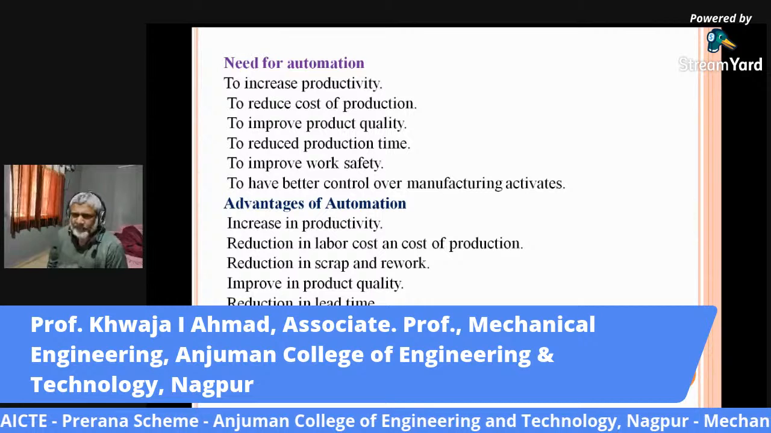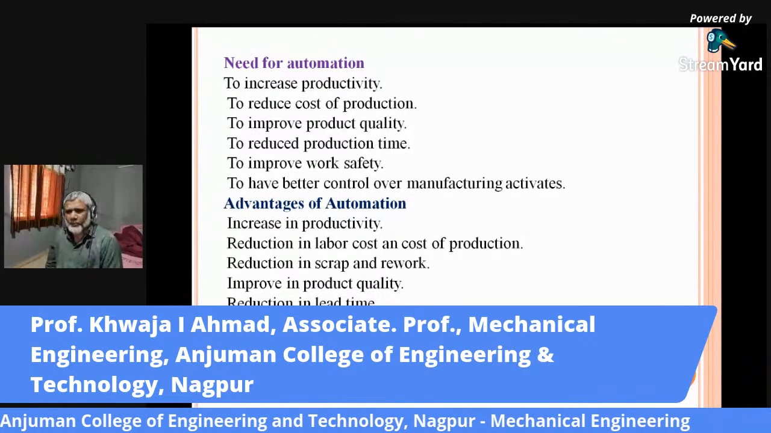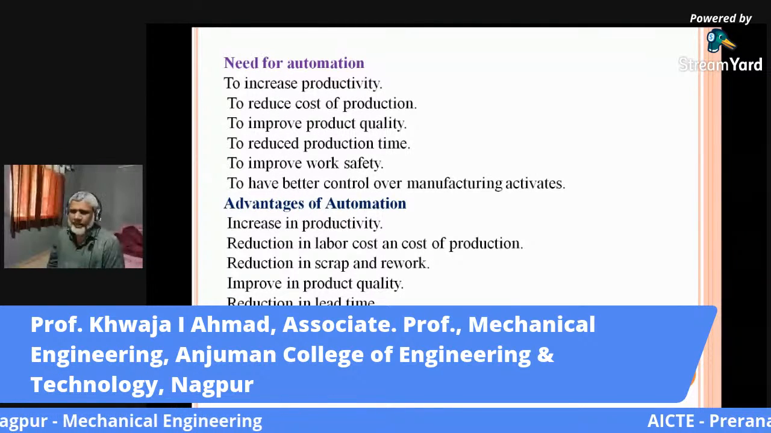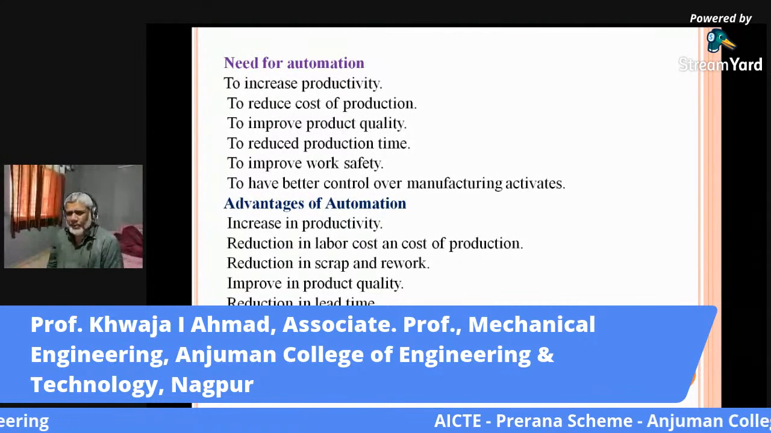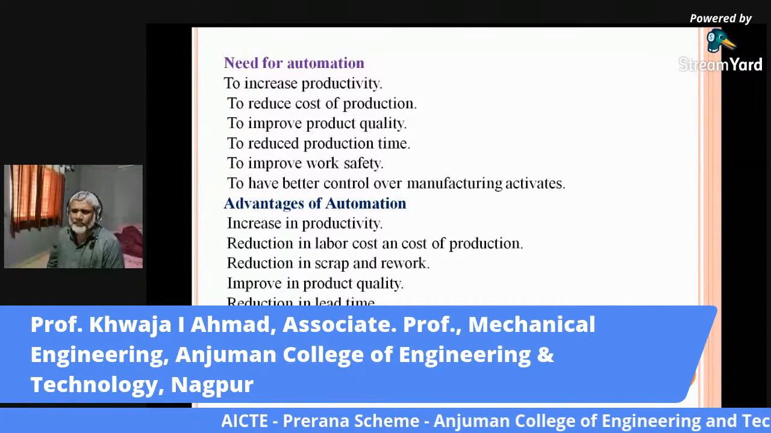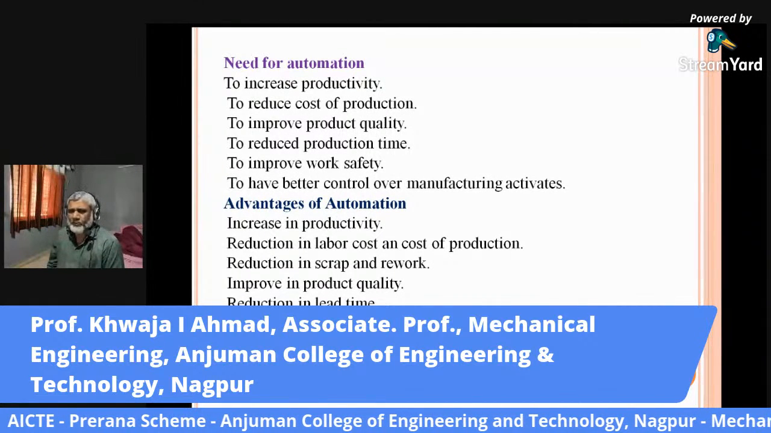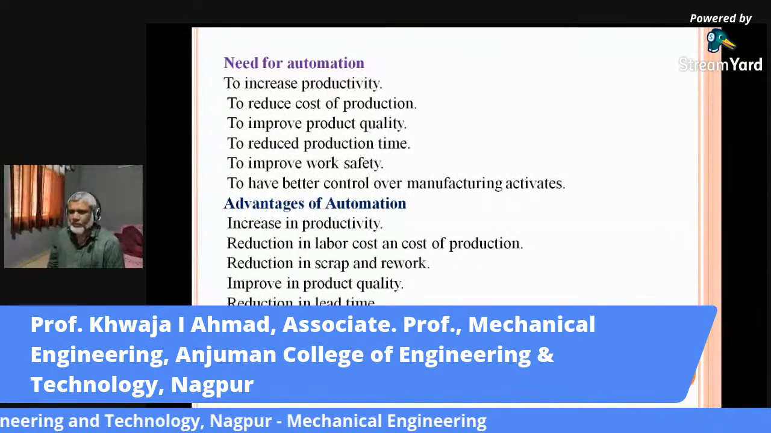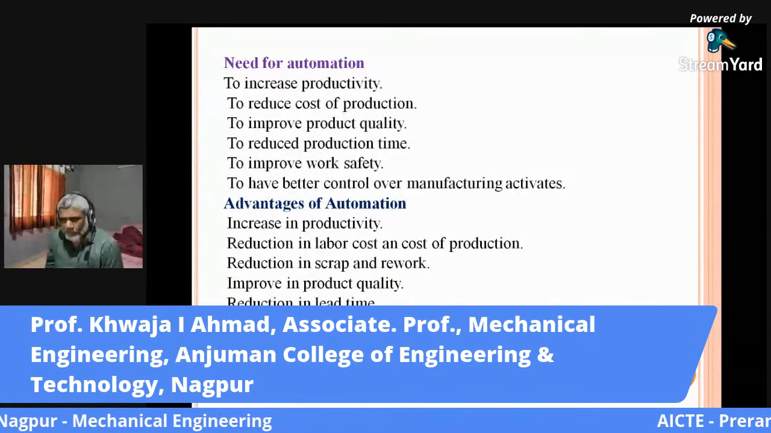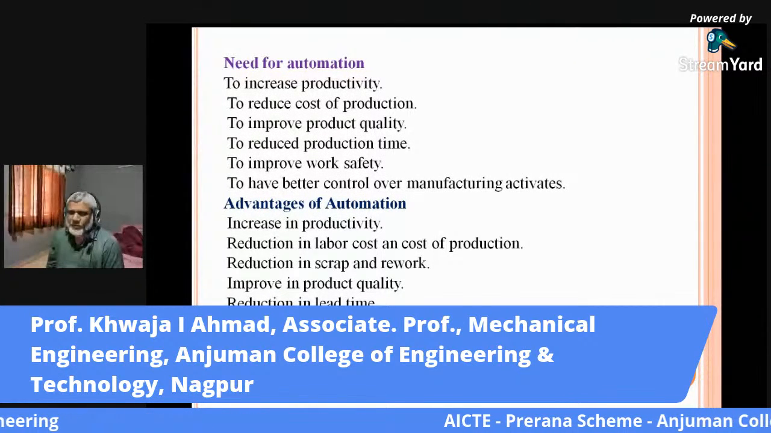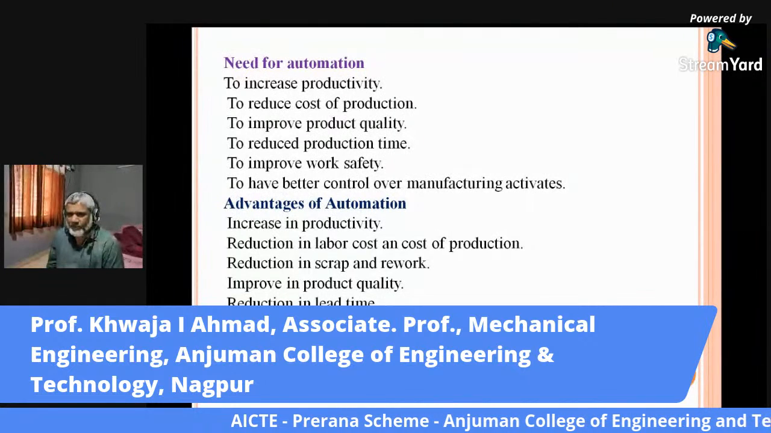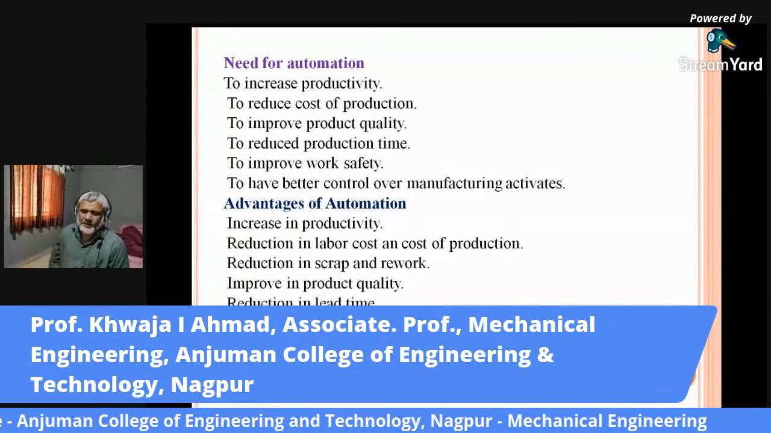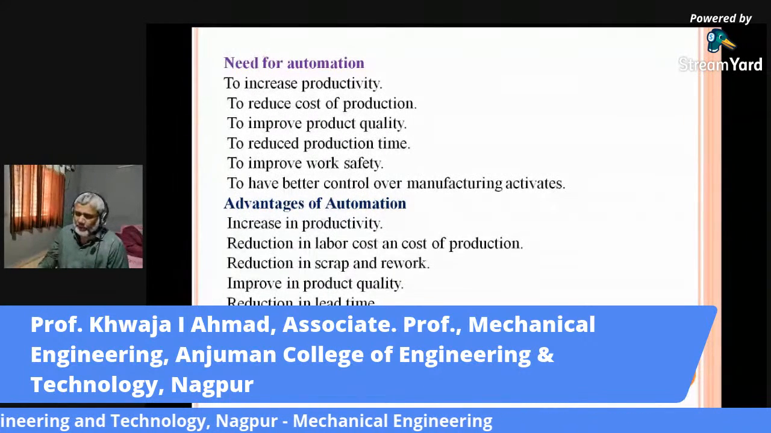Need for automation and advantages of automation are the same. Number one, to increase the productivity, to reduce cost of production, and that cost of production can be reduced by reduction in labor cost and reduction in scrap or rework. Because of that, the cost of the raw material will be directly converted into acceptable parts. So that's why: to reduce cost of production, to improve product quality, to reduce production time. That's why MLT is reduced, to improve working safety and to have better control over manufacturing activity. And these same points can be termed as the need for automation and the advantages of automation.